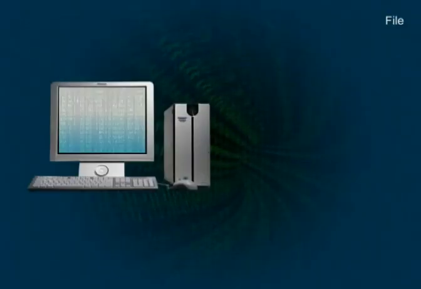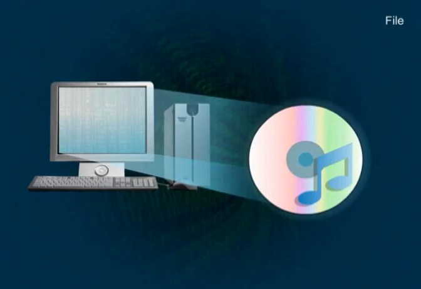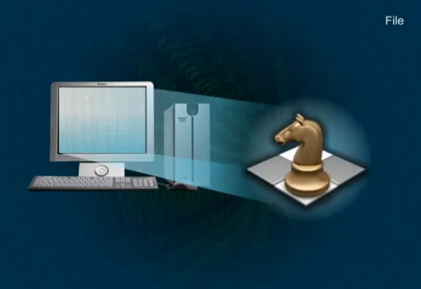A file is a collection of data, information, or instructions that has a name called a file name. It is stored and retrieved as a unit. All permanently stored data are in files. A file holds different kinds of data or items, like a letter, a song, a mailing list, or a chess program.